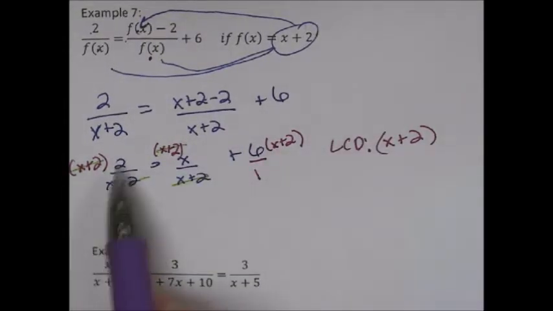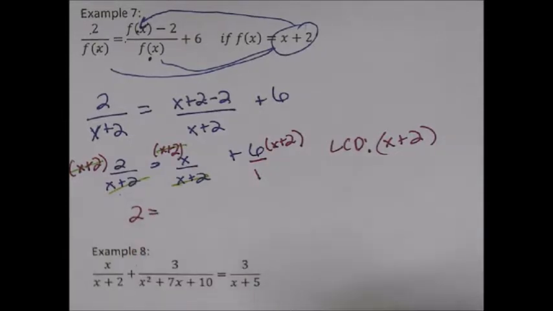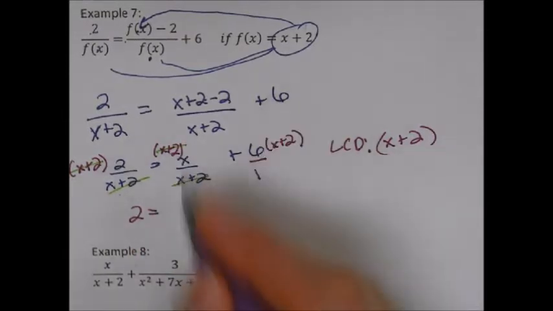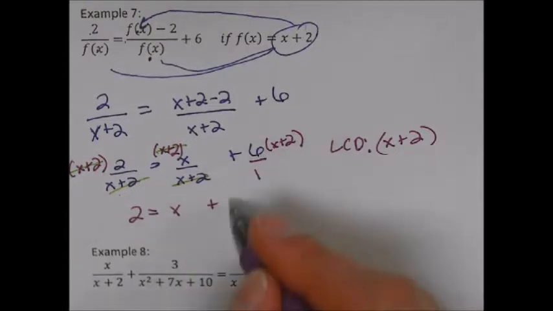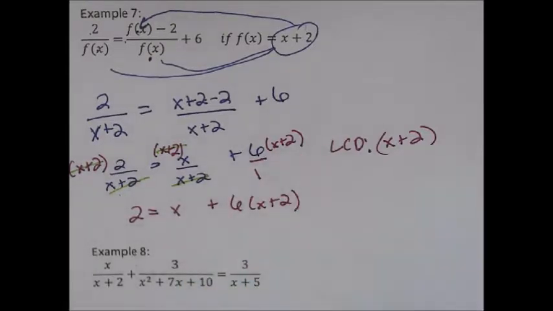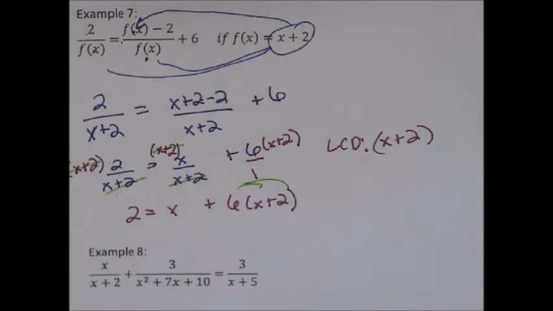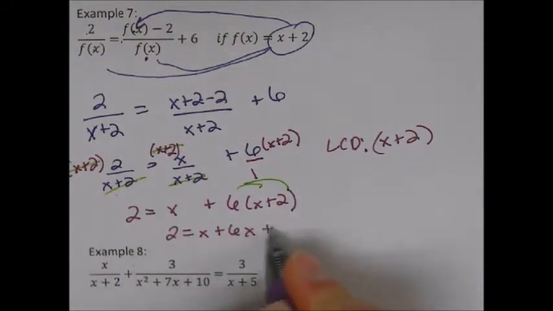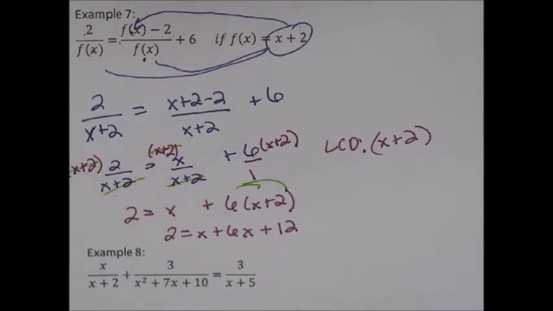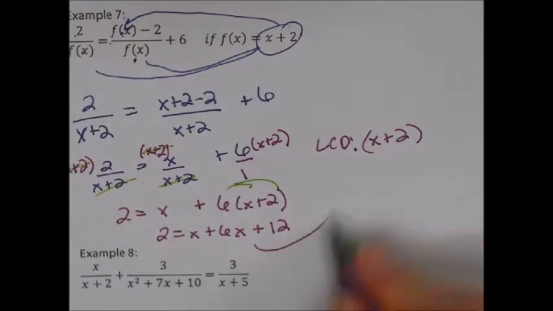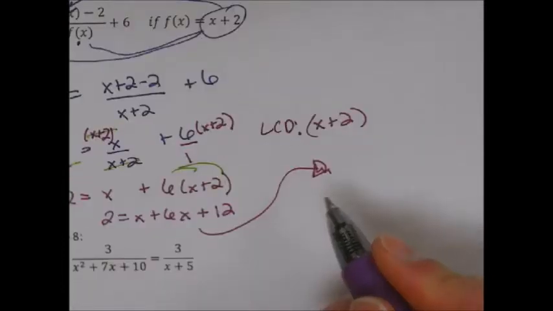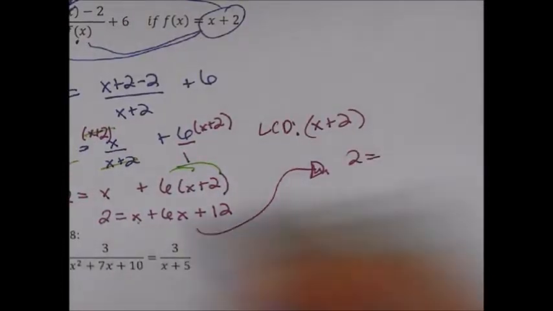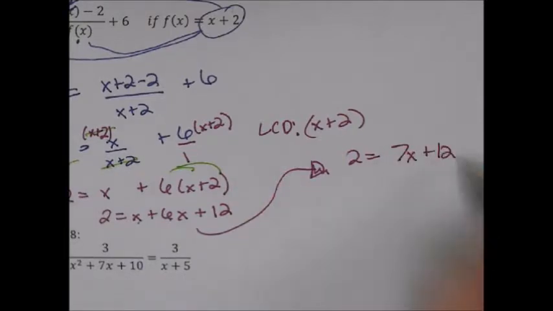These ones crossed out, so I'm just left with 2 equals. These ones crossed out, so I'm left with x plus 6 times x plus 2. You can distribute here. So I get 2 equals x plus 6x plus 12. I'm going to continue over here. 2 equals x plus 6x is 7x plus 12. I combine the x and the 6x.